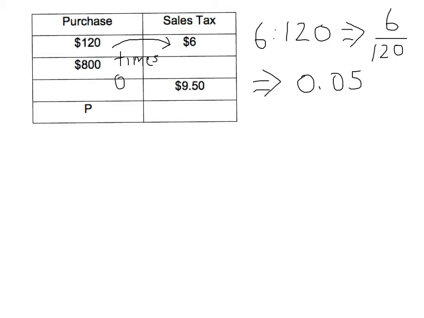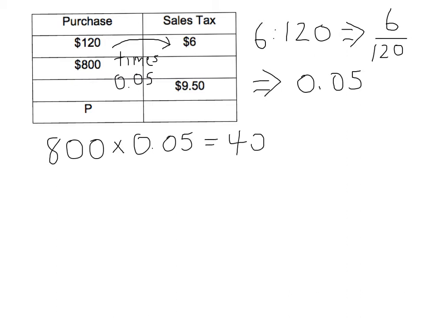times 0.05. So for example, when it's time to fill in this part of the chart, what I'm going to do is I'm going to take my 800 times 0.05, and when I do that multiplication, I'm going to get 40. So that means the sales tax on that item is $40.